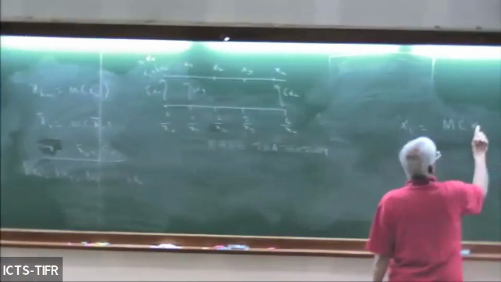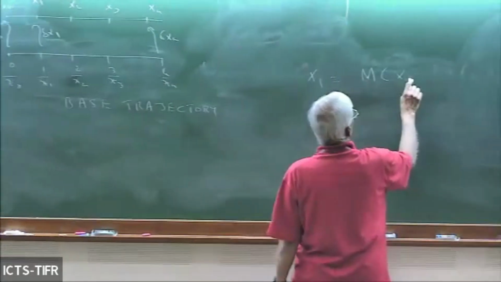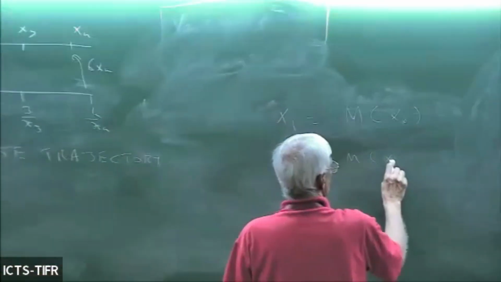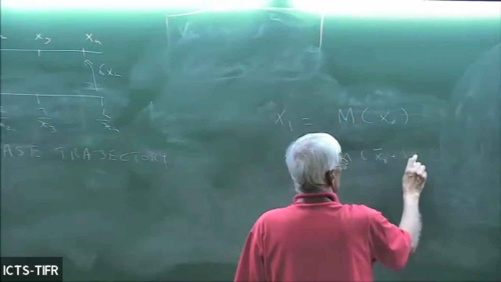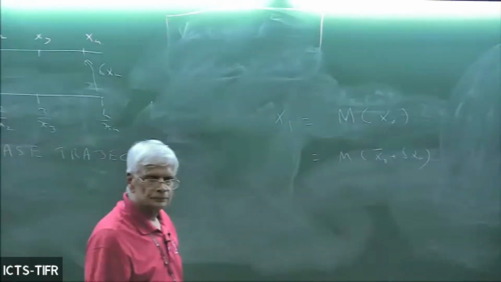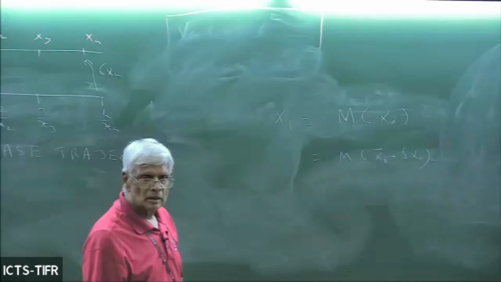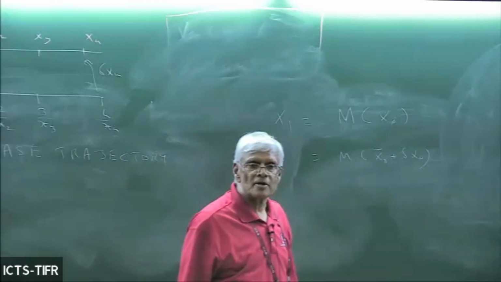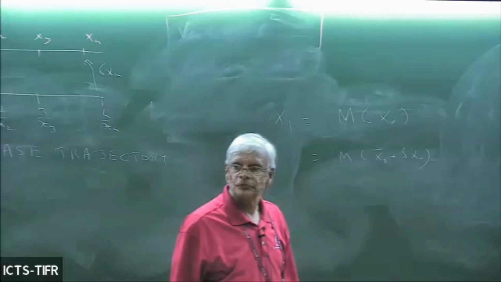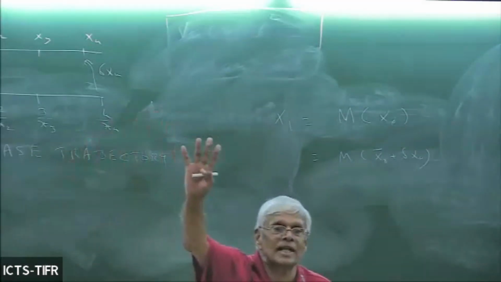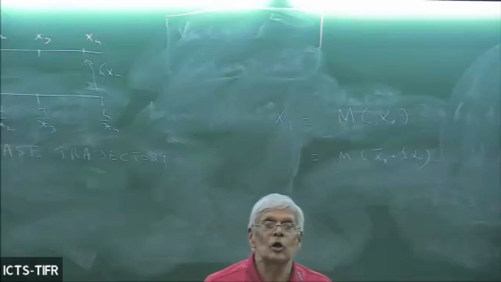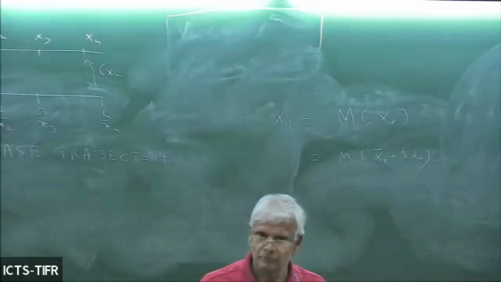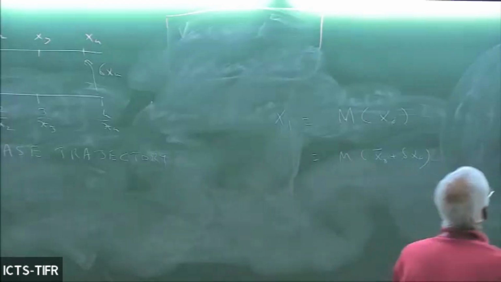How do I approximate? The approximation comes as follows. x1 is equal to m of x naught, where x naught is equal to x naught bar plus delta x naught. Are you all with me, please? I'm going to expand this in the Taylor series expansion. How many of you have heard of Taylor series? How many of you know Taylor series? So what is the Taylor series for this?